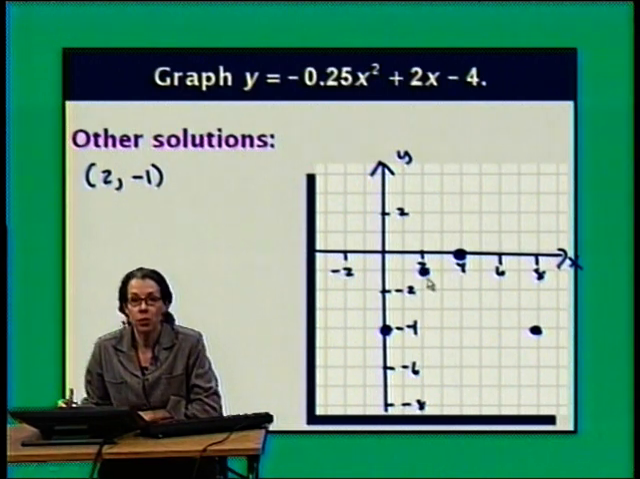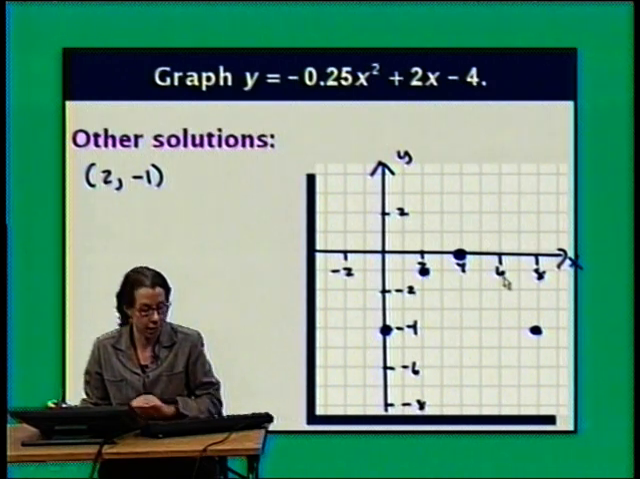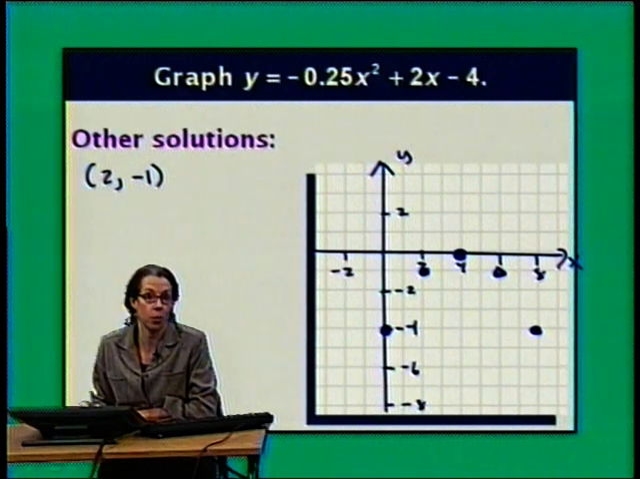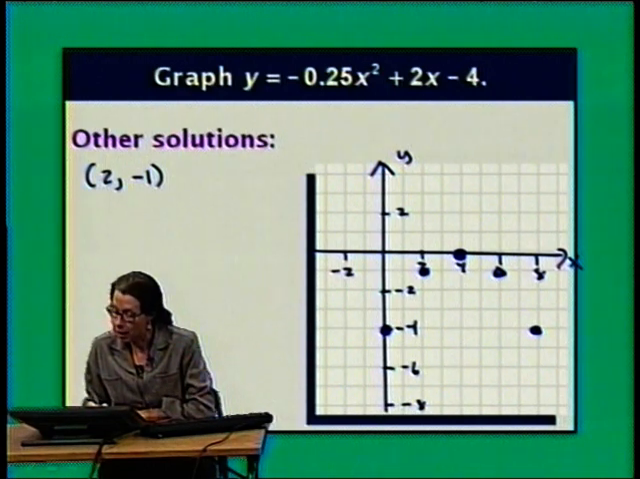So now, using symmetry, I am 2 units away from the axis of symmetry. Moving 2 units away to the right gives me the point (6, -1), which should also be a solution to this quadratic equation. You can check that. What happens when x equals 5?